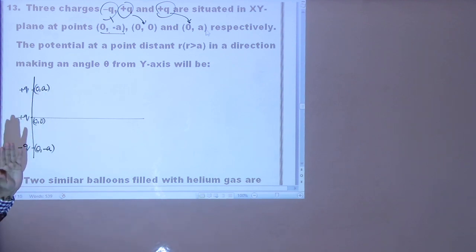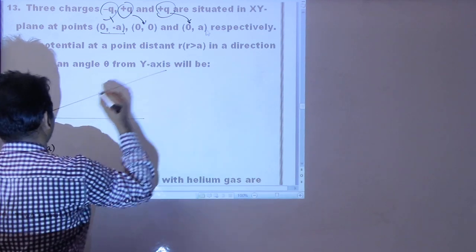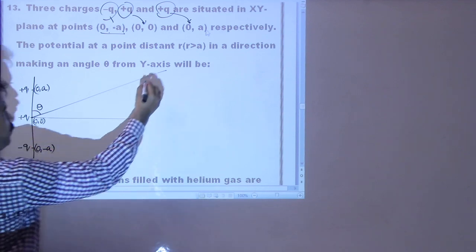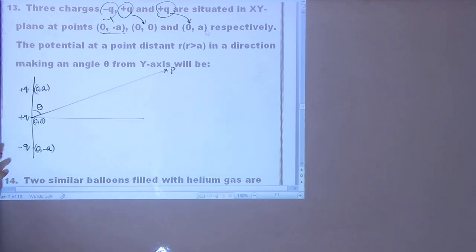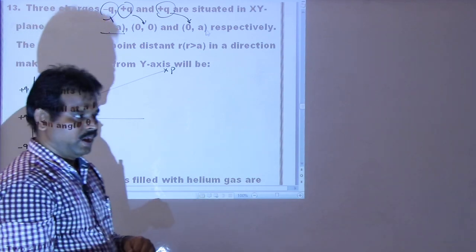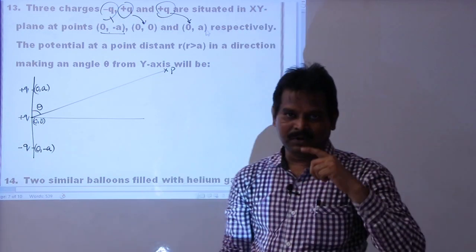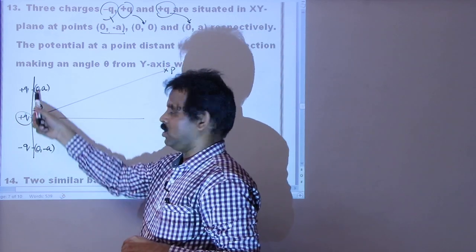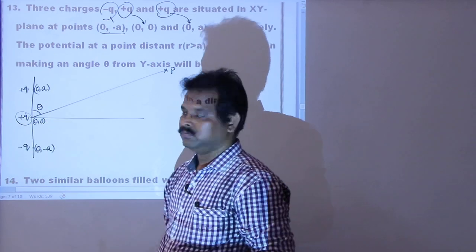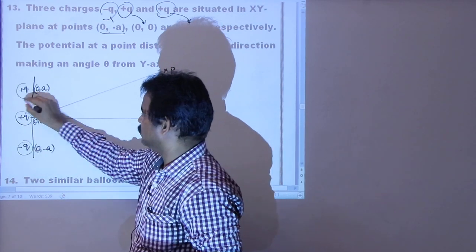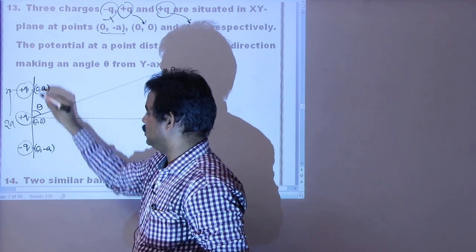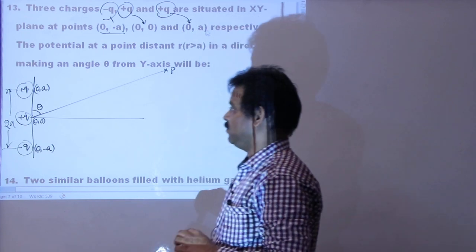Now the potential at a point at distance r, which is r greater than a, in a direction making an angle theta from the y-axis. So from here to here, this is the angle made by this line with the y-axis. I want to find out the potential at this point. To find it, we have 3 different charges. But if you observe this one, this is a point charge, and these two can be considered as a dipole, because two equal and opposite charges are separated by a distance, from here to here a, from here to here 2a.